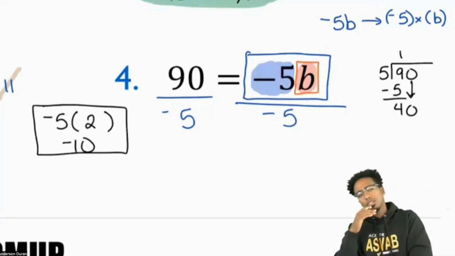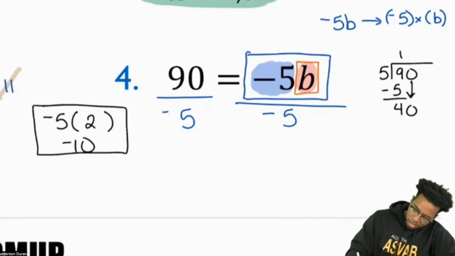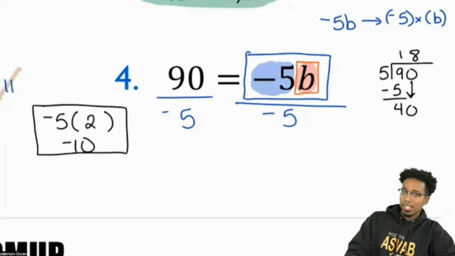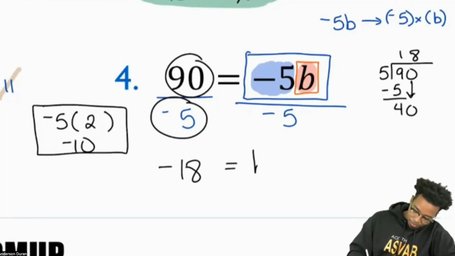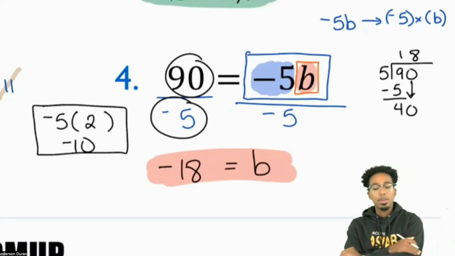Everybody, 5 goes into 40 how many times? Right, that's going to be 8. And so 5 goes into 90 8 times. But it's not going to be 18. It's going to be -18, because remember, a positive divided by a negative is going to be a negative. B equals -18. Yeah, it would be a -18.